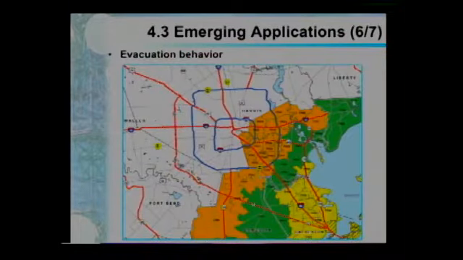Another application, here with colleagues Bob Stein, Devika, and another colleague from Baylor College, his name is Jerry Fowler, is evacuation behavior. So this plot that you see here is the actual evacuation map for Houston, or for the Houston-Galveston area.